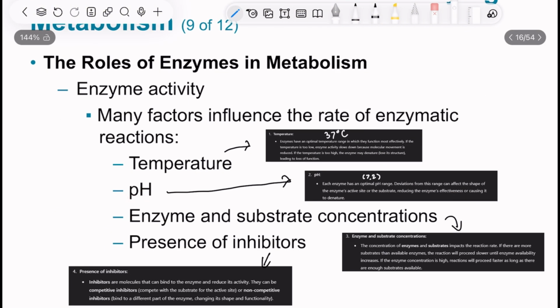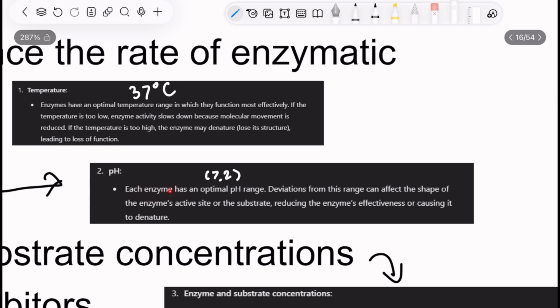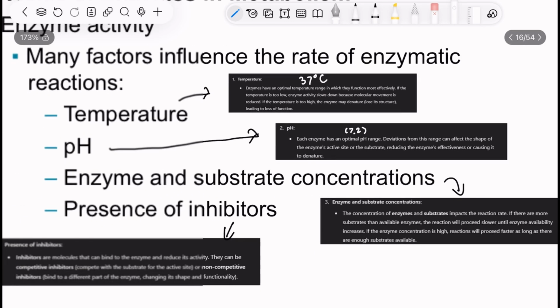We then have pH. Each enzyme has an optimal pH range. This is around 7.2. Deviations from this range can affect the shape of the enzyme's active site or the substrate, reducing the enzyme's effectiveness or causing it to denature. Denature meaning again to lose its structure.